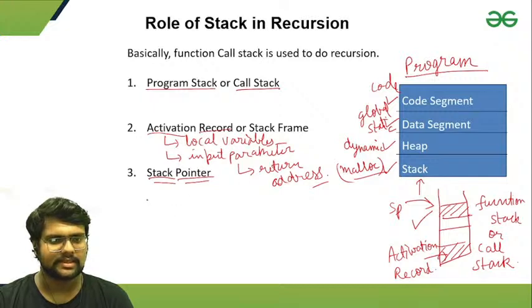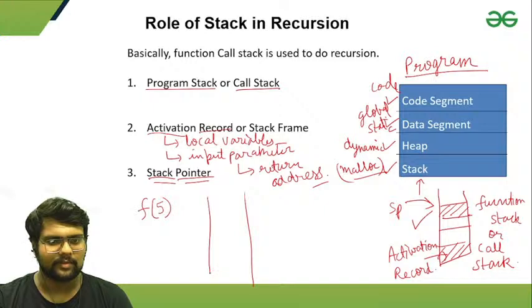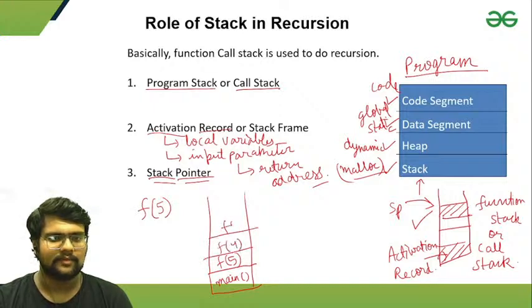So let's take one example, when we are computing the factorial of 5. This is our program stack. First the main function is called. Then f of 5 is called, then f of 4 is called, then f of 3 is called, then f of 2 is called, then f of 1 is called.